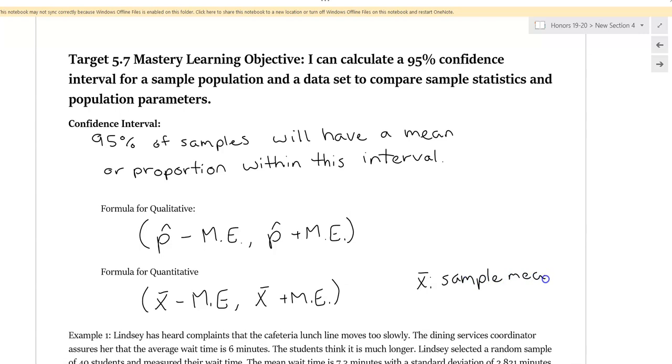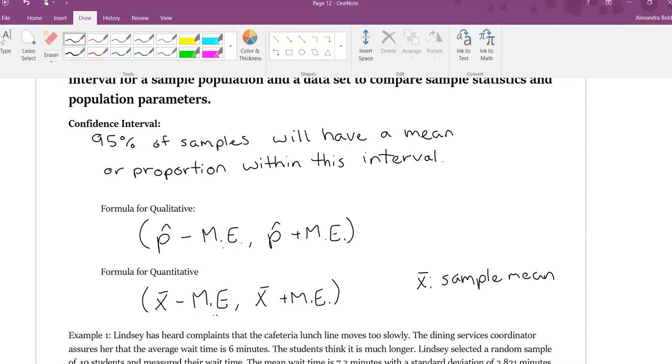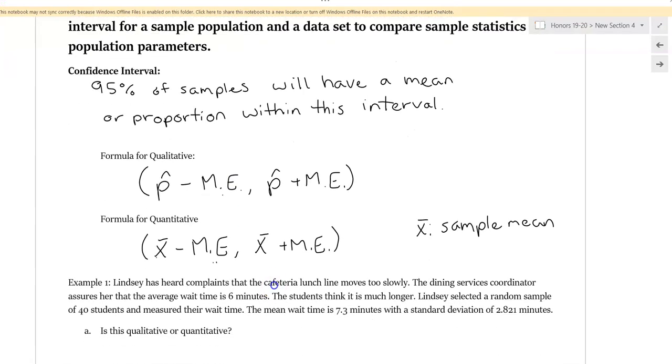So both of these are kind of like the middle. The proportion or your mean is the middle, minus your margin of error, and then plus your margin of error. So similar, but slightly different, and remember these two margin of error formulas are different. That's really where the big difference in these problems comes from. All right, let's look at example 1.